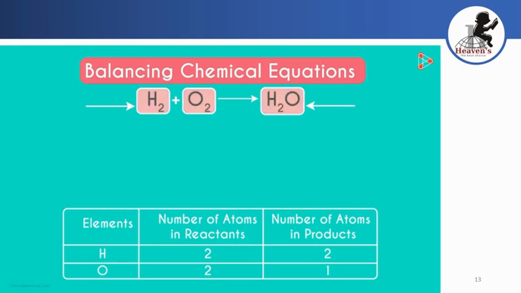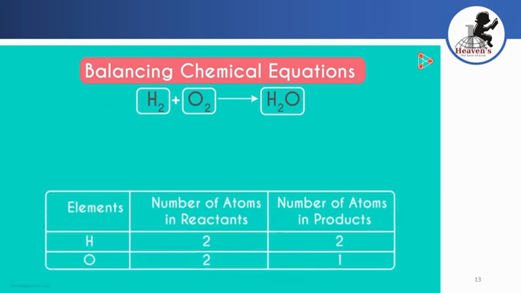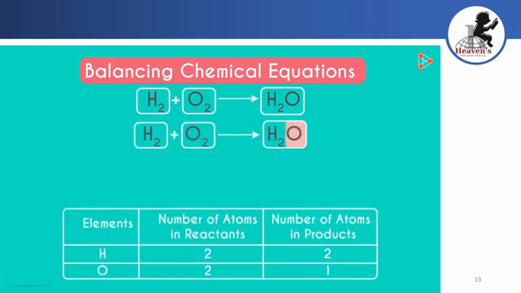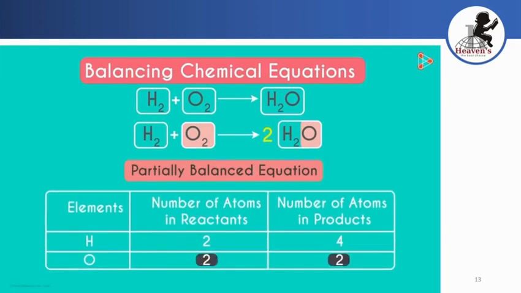By equating the number of atoms on both sides, we balance the chemical equation. Here the number of hydrogen atoms on both sides is the same, but the number of oxygen atoms is different. On the left hand side we have two oxygen atoms, and on the product side we have only one oxygen atom. So here we have to balance the number of oxygen atoms on both sides. By putting a 2 prefix on the water molecule H2O, we balance the number of oxygen atoms.